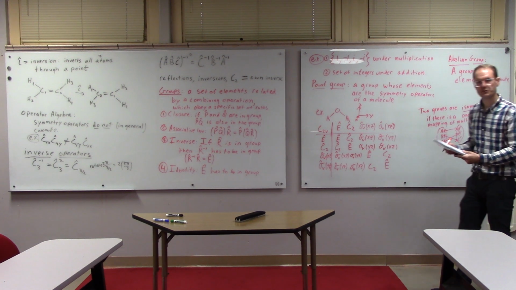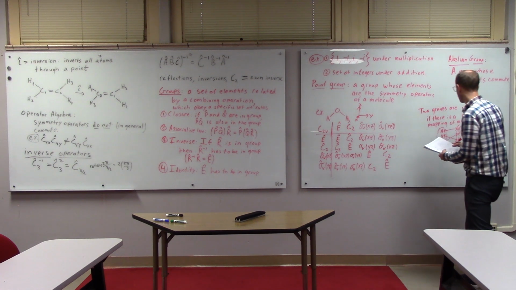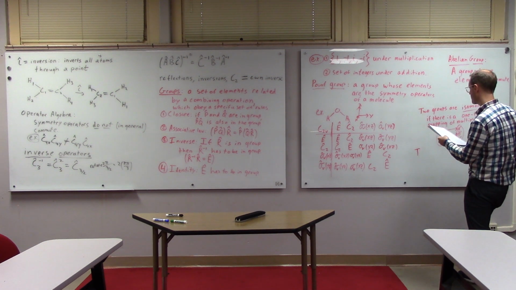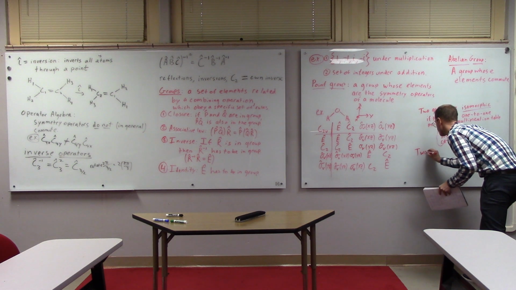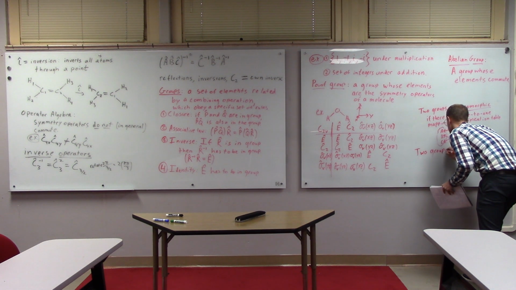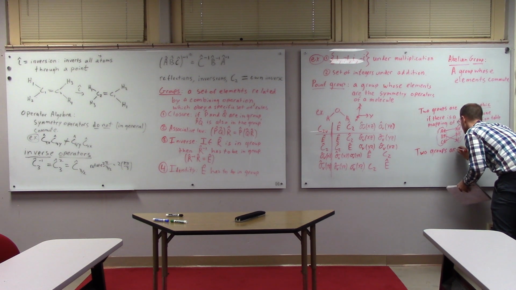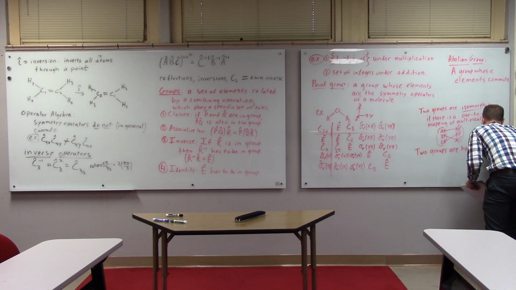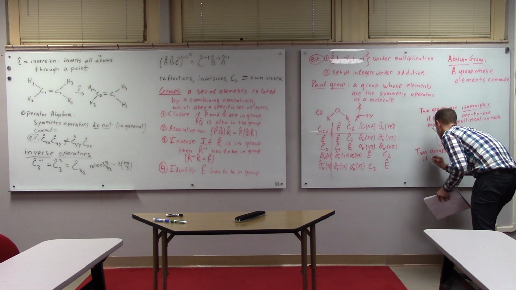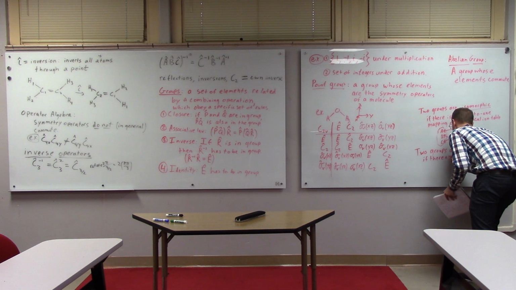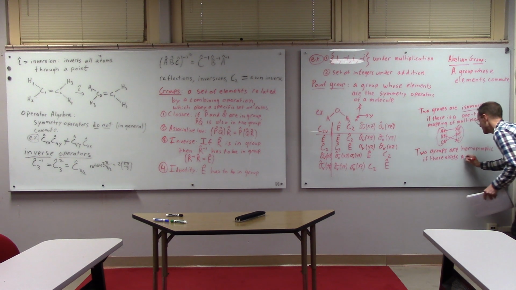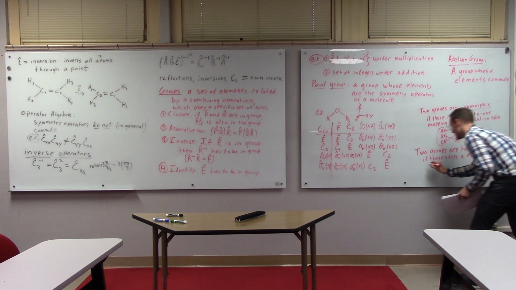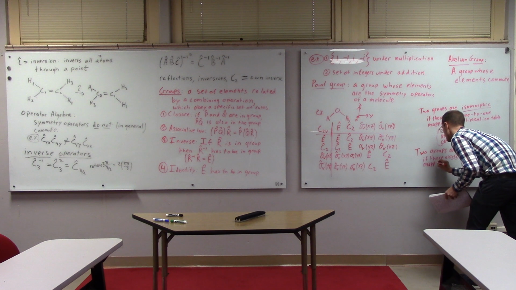But sometimes you have two groups which have a different size, right? They have a different number of elements. And in that case, they can't be isomorphic, but in some cases they can be homomorphic. And two groups are said to be homomorphic if there exists a many-to-one mapping of the multiplication table.